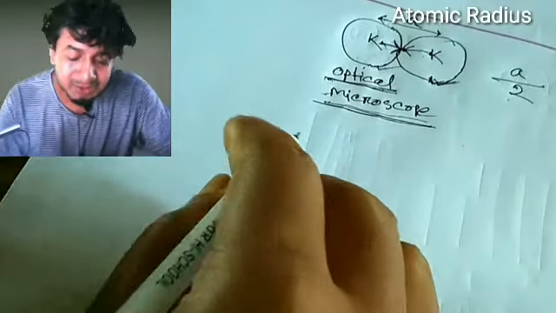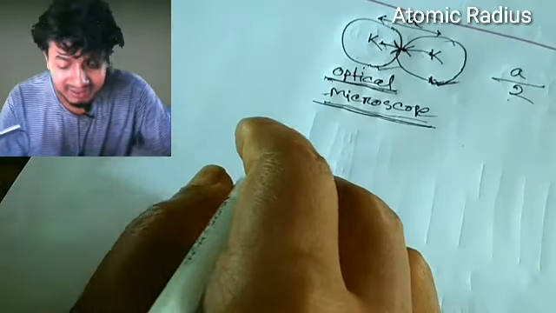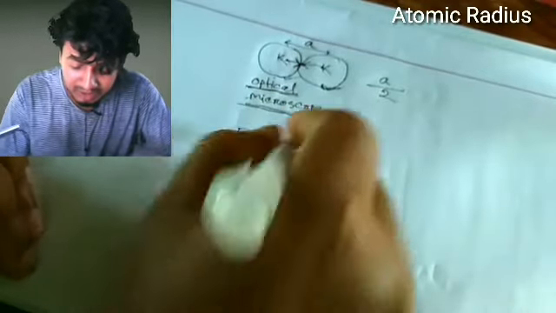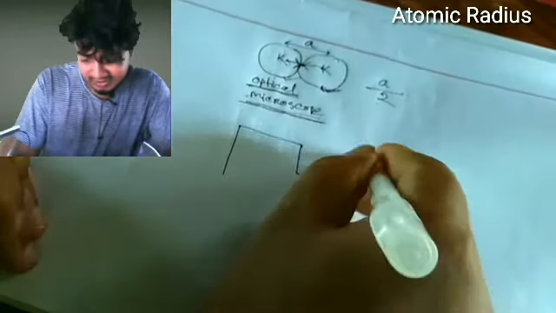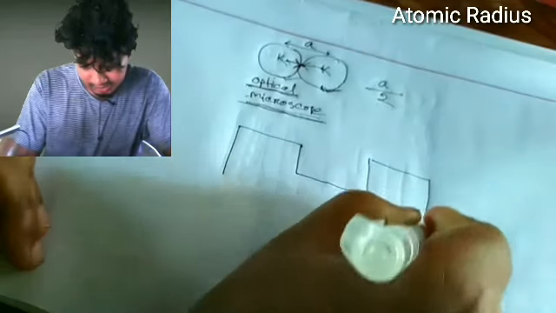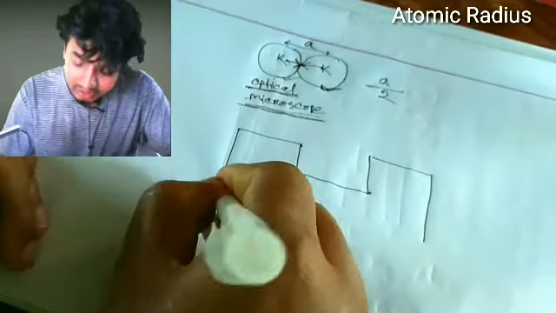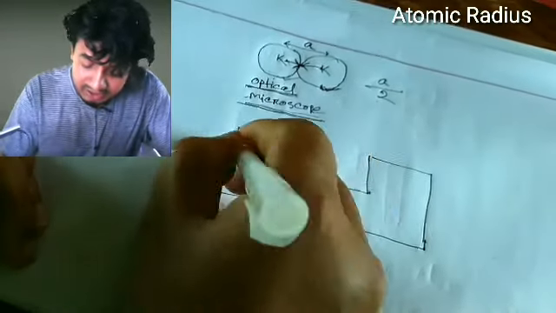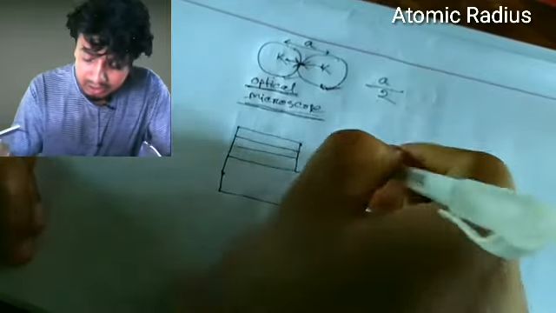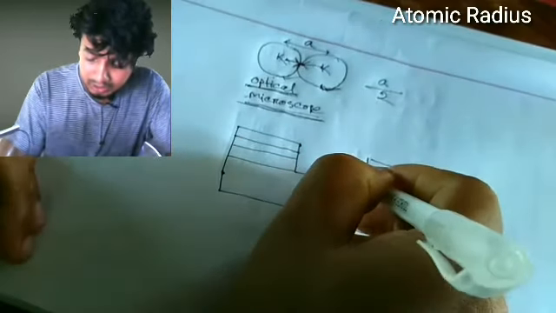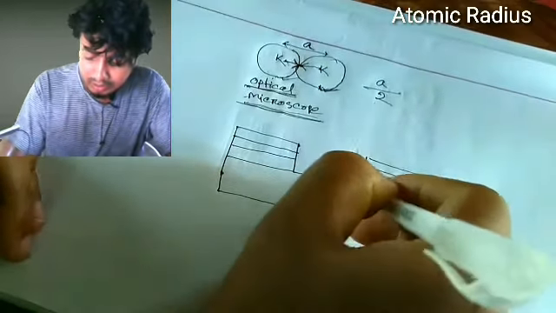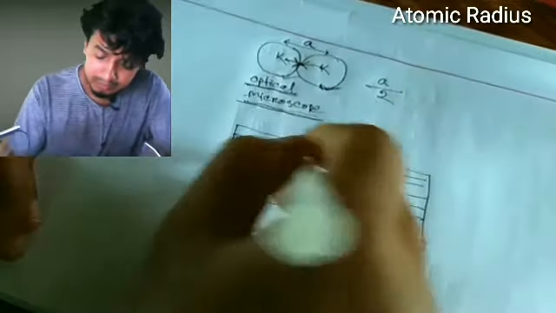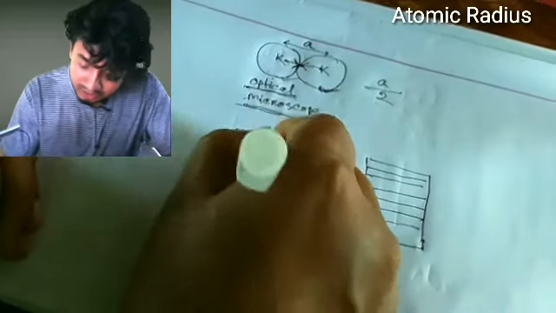Now I will discuss the role of atomic radius in the periodic table. Let me draw a periodic table. I am a bad drawer, so do not blame me. Here you can see the period. So here you can see the column.